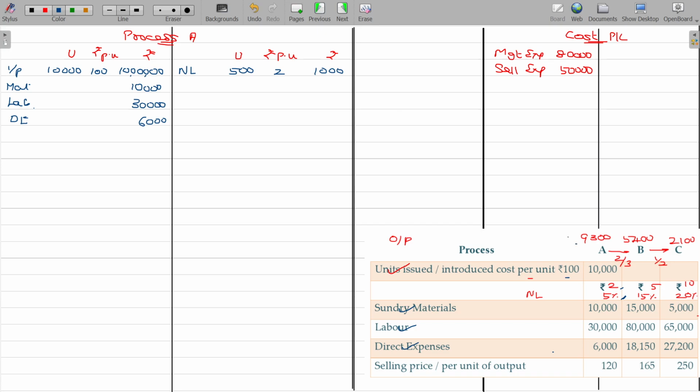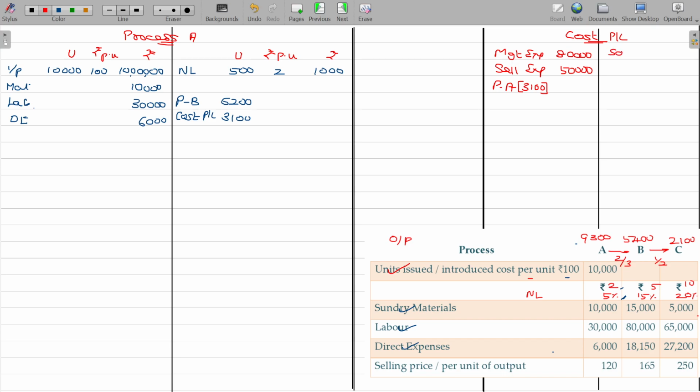The output being 9,300. Out of the 9,300, 2/3 is transferred to the next process. Transferred to process B. 9,300 output, 2/3, 6,200 is transferred to the next process, and 1/3 is immediately sold off. The items sold off will be transferable to the costing P&L account, which is 3,100. Okay, the 3,100 units sold is immediately transferred here from process A. 3,100 units, I don't know the value yet.